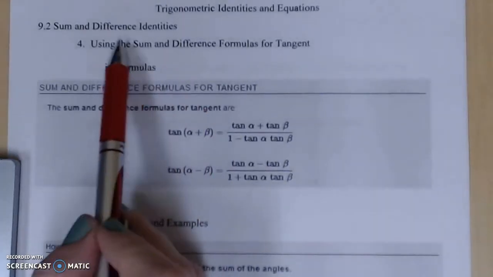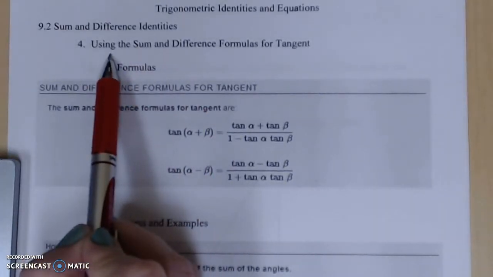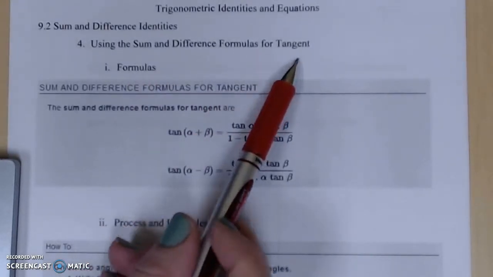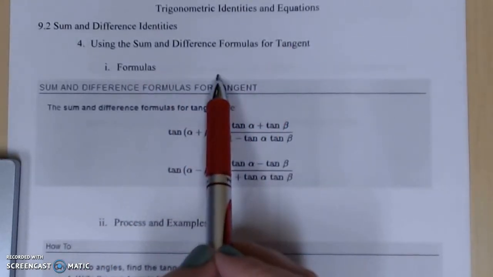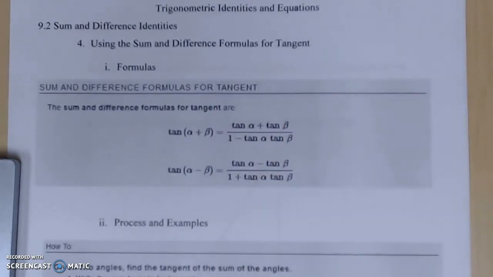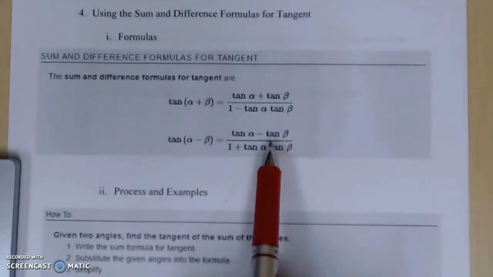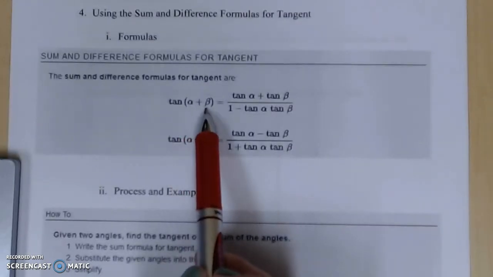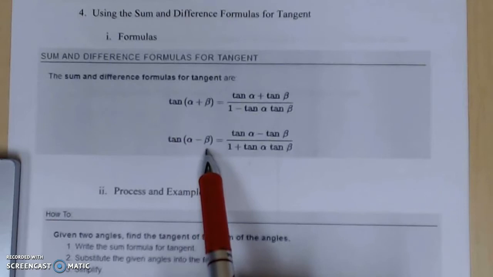Continuing on in 9.2, we're going to start here with number 4, and now we're going to be using the sum and differences formulas for tangent. And again, this can be derived. It's placed in your textbook. There's a proof there. But for our sake, we're going to be looking at the identities we know them to be. So here is tangent of alpha plus beta, and here's tangent of alpha minus beta.